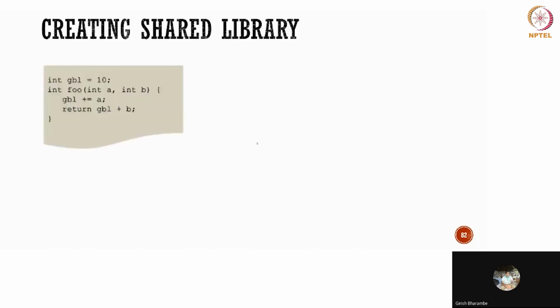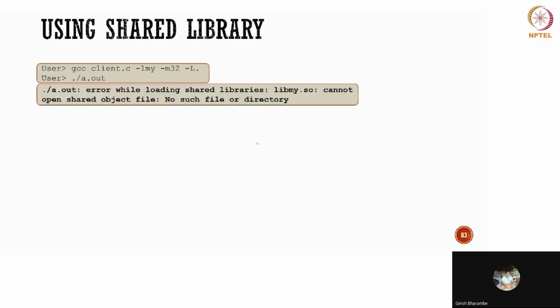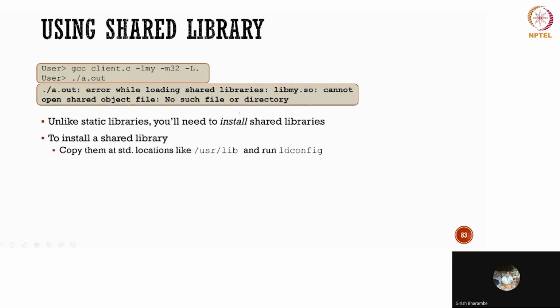Okay, I'll skip this part which talks about how to create the shared library because this is mostly the command interpretation of it. How to use a shared library varies a bit. You might see these kinds of errors when you try to run something, which say error while loading shared libraries. So the way this works is you have to actually install shared libraries. When the process actually executes, the dynamic linker needs to figure out where the shared library is. So you'll have to install them.